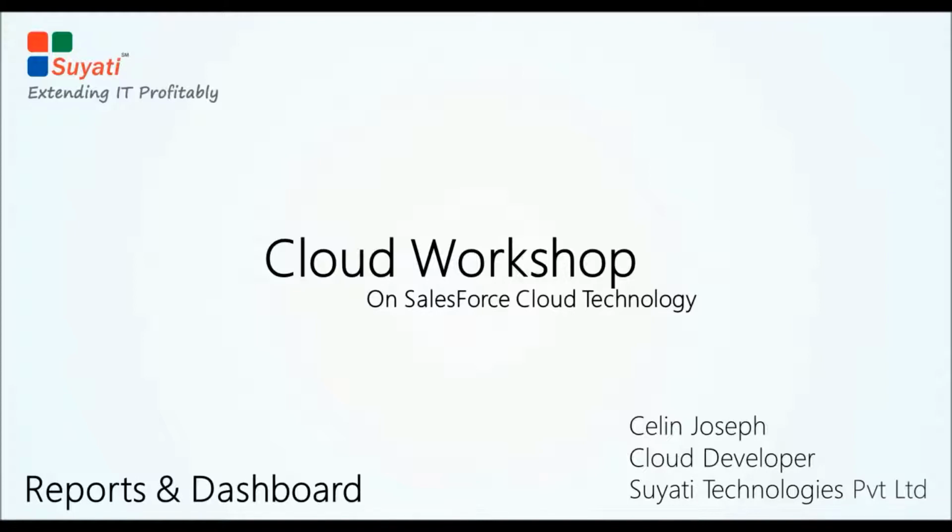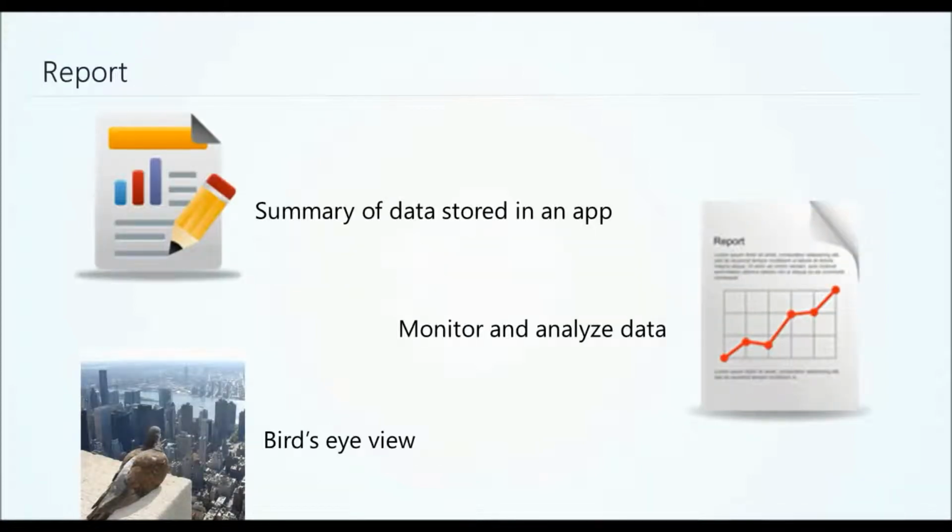What does a report basically do? Report summarizes the data stored in our application. We may have many objects, and each object may contain millions and millions of records. So it would be practically difficult for a CEO or the hiring manager to dig into these details to get the overall picture. That's how report helps us to summarize the data stored in our application. It helps us to monitor and analyze data. It also gives us a bird's eye view or the overall view of the data stored in our application.